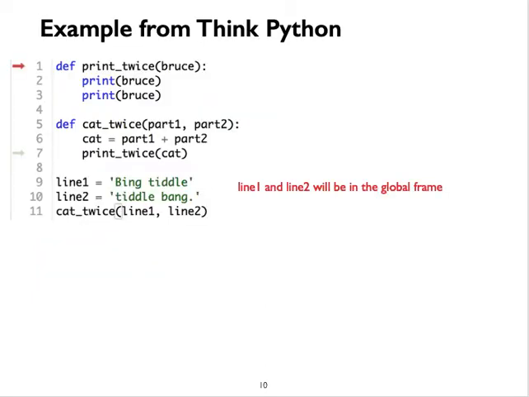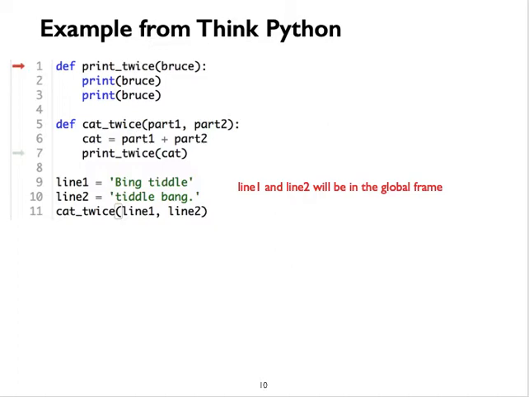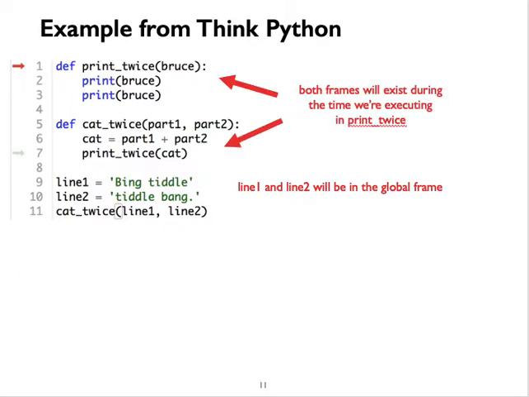So here's our example again. Where are the frames in this program? Well, lines 9, 10, and 11 are not in a function. They're the global frame. And so those variables, line 1 variable and line 2, those variables are in the global frame. There are two functions here, and in line 11 we call cat twice.